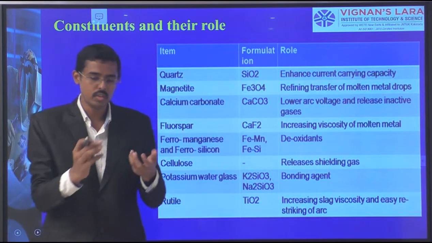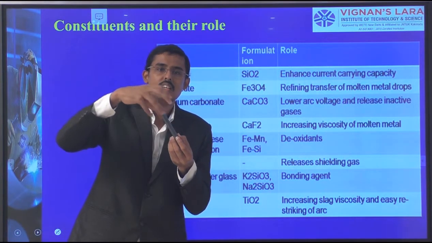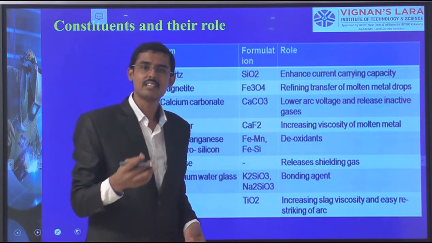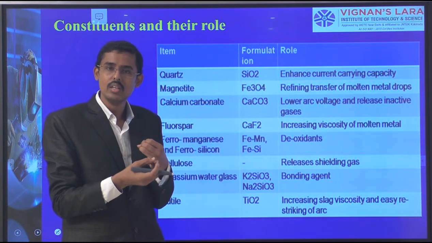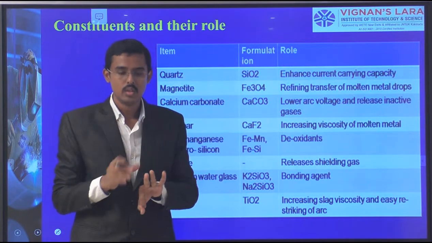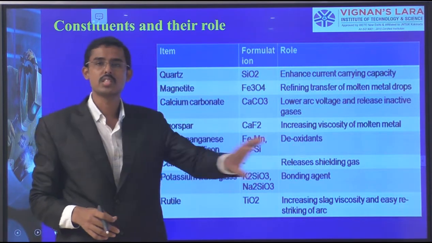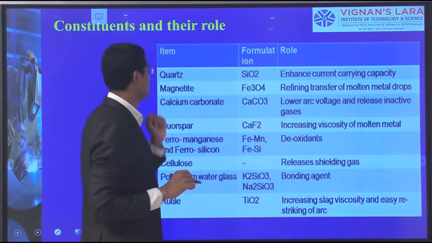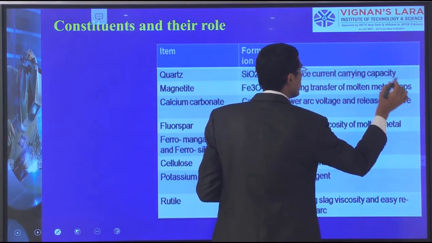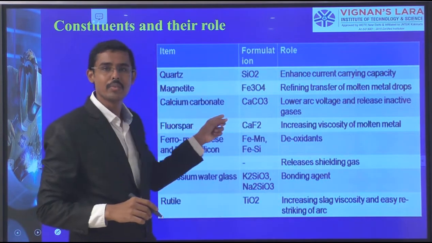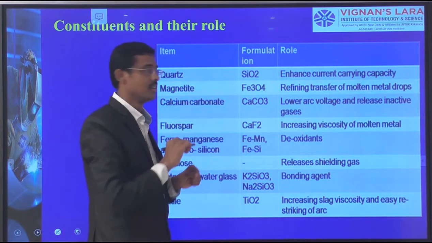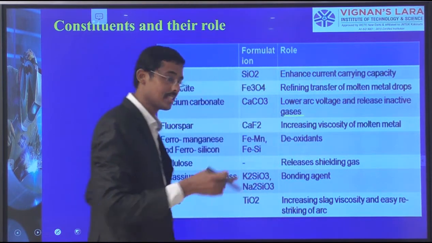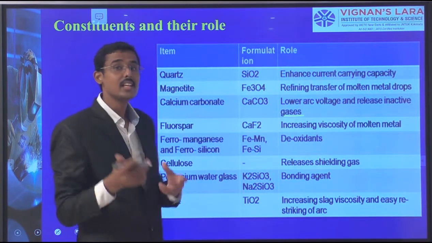Where are the fluxes? We are using the consumable electrode, and the fluxes are used for shielding, we know this. But what are they adding? We have seen about rutile electrode, cellulose electrode and basic electrodes. In these various compositions they have added quartz, enhancing current carrying capacity, and magnetite, refining transformer for molten metal droplets. Calcium carbonate, we have seen this in the mixture. Calcium carbonate gives low arc voltage and releases the gases. This protects, it gives the shielding gas.